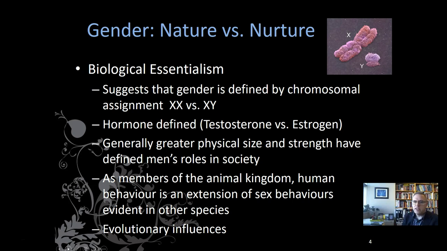So under biological essentialism, the assumption would be that men are who they are because they have an X and a Y chromosome, and women are who they are because they have two X chromosomes, and that certain biological processes in male and female bodies, such as the amount of hormones, testosterone versus estrogen, are highly defining how people act. Like, people often associate testosterone with aggression, and they'll associate estrogen with gentleness and caring and these kinds of things.